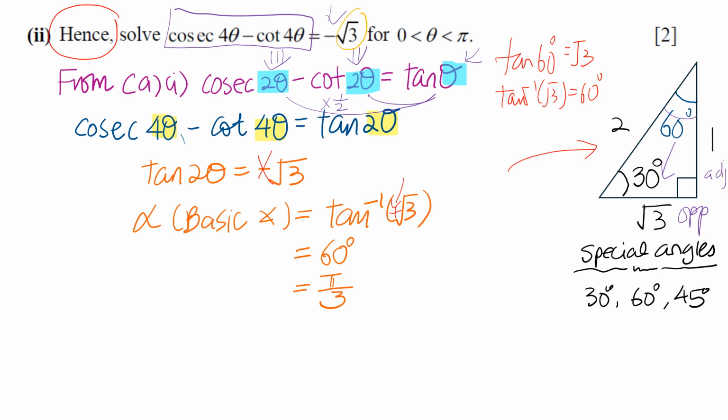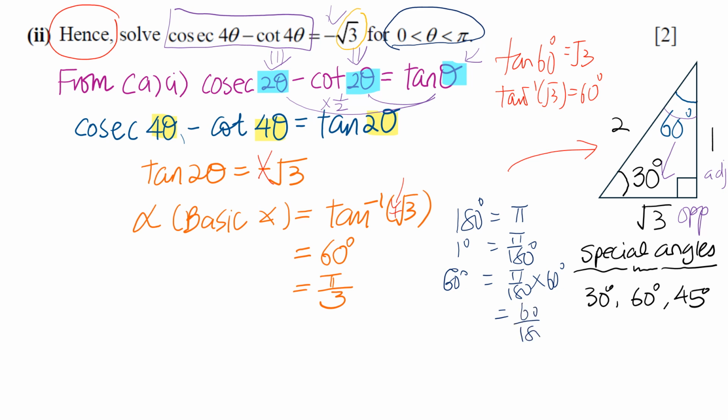And because you're supposed to express your answer in terms of radian, this is very important. So 60 degrees, you can just convert it into radian, and that is pi divided by 3. How do you do that? Because 180 degrees is equal to pi. So 1 degree is pi over 180, and 60 degrees will be pi over 180 times 60. So basically, you just take 60 divided by 180 times pi, and that gives you 1/3 pi, which gives you pi over 3. Okay?